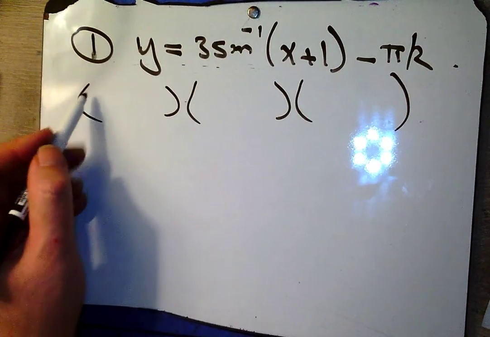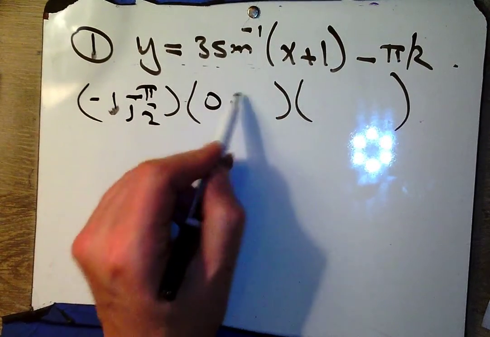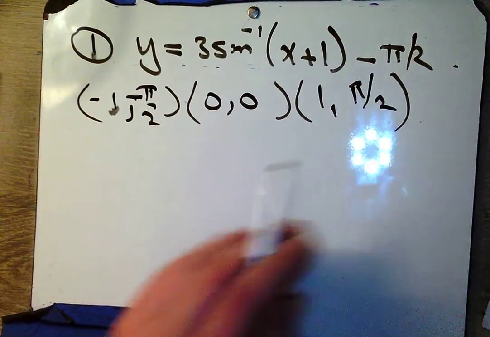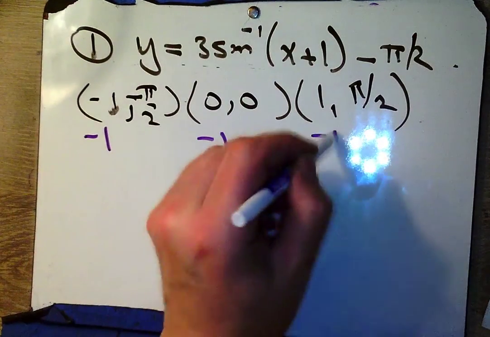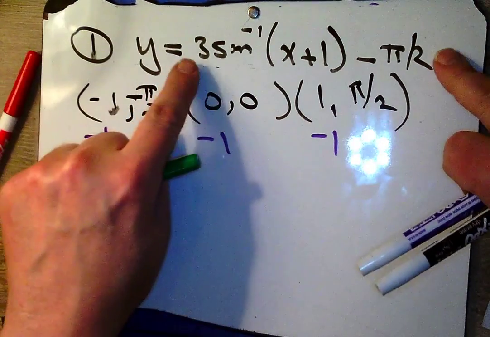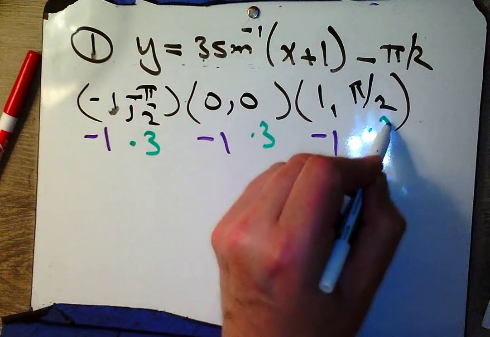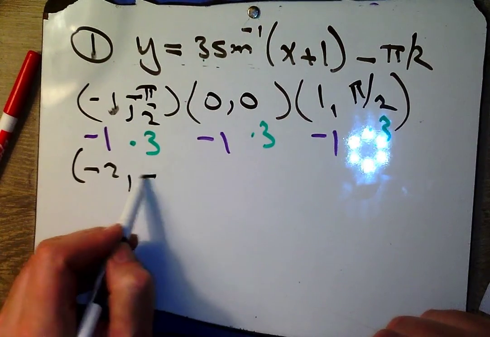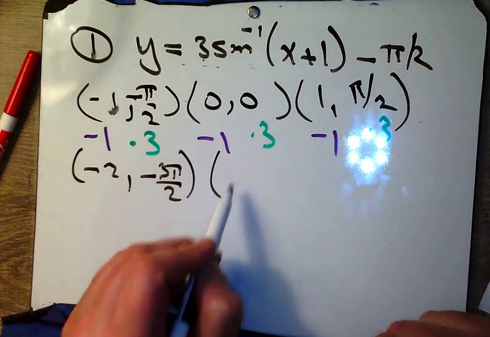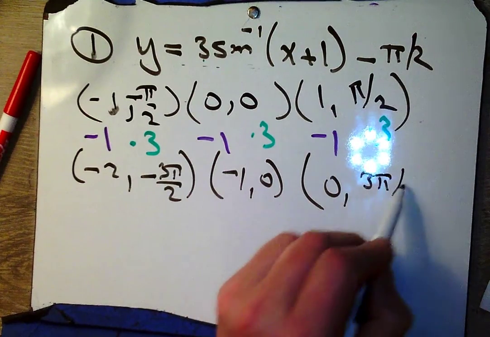Yeah, those are going to have to be memorized, huh? Negative 1, negative pi over 2, 0, 0, 1, pi over 2. I've only got one x transformation to take care of, so I'm going to subtract 1 from all of my x's. But I see 2 y transformations to do. I know the multiplying is going to happen first. So we've got negative 2, negative 3 pi over 2, negative 1, 0, and 0, 3 pi over 2.